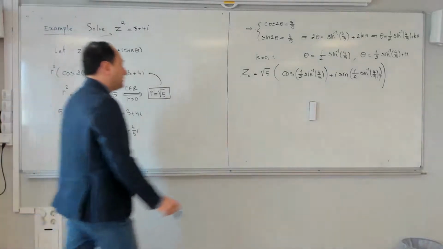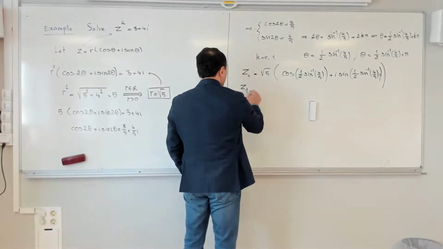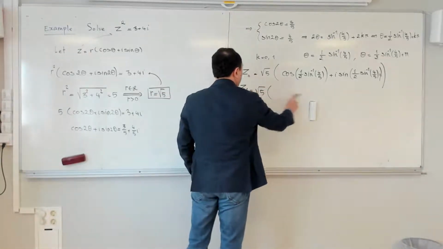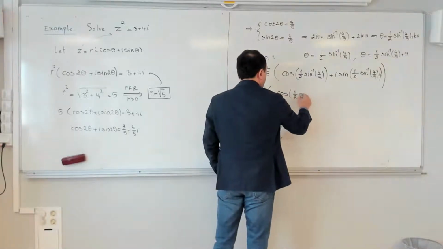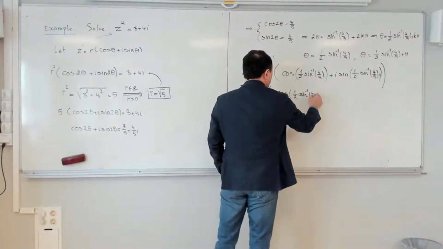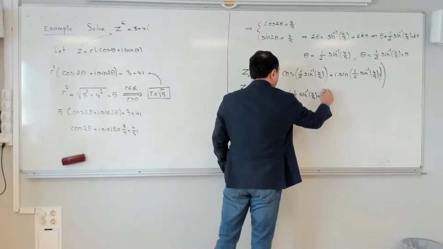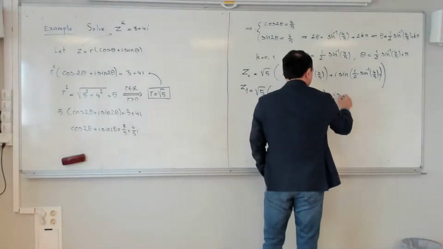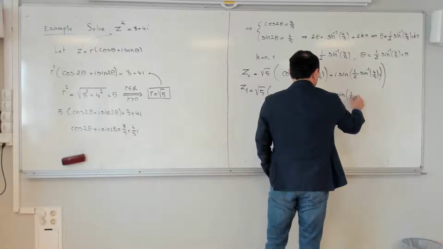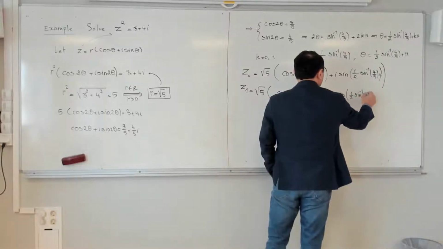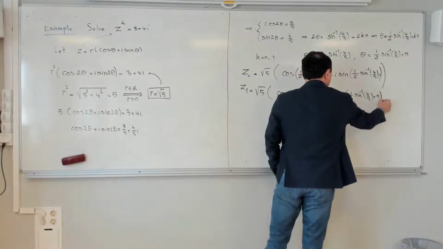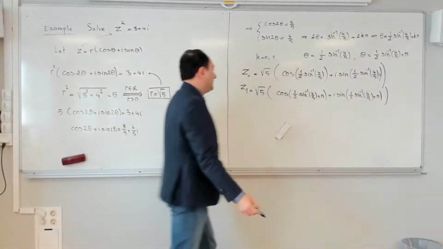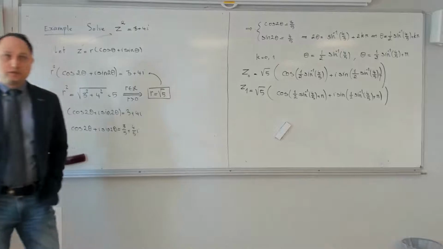And the other answer is probably, you see that z1 is equal to square root of 5. And then what should I write? I should write cosine of 1/2 sine inverse of 4/5 plus pi. And then I will have plus i sine of 1/2 sine inverse of 4/5 plus pi. Yeah, it's a little bit strange, but this is completely correct.